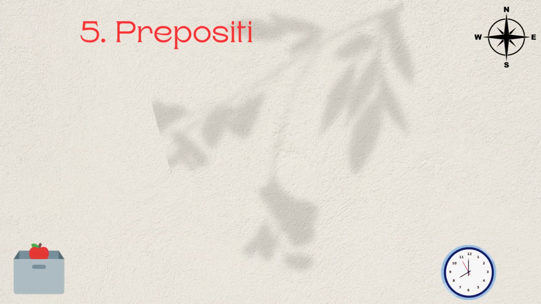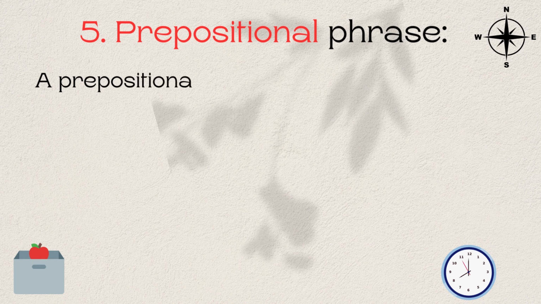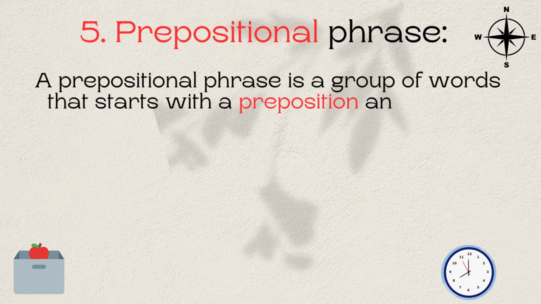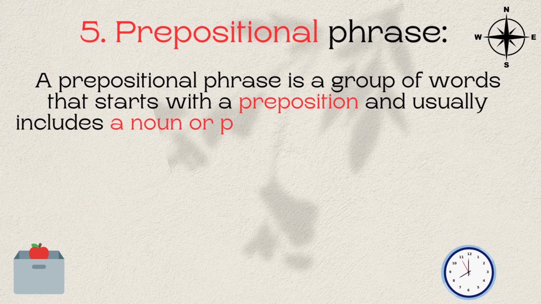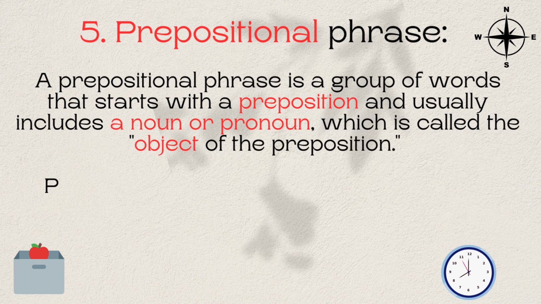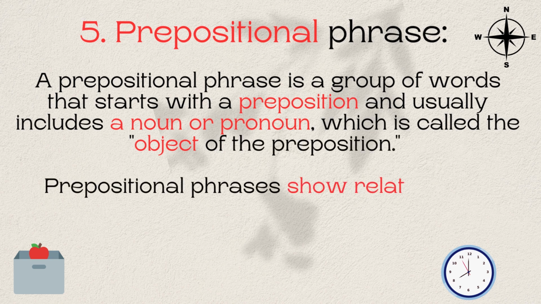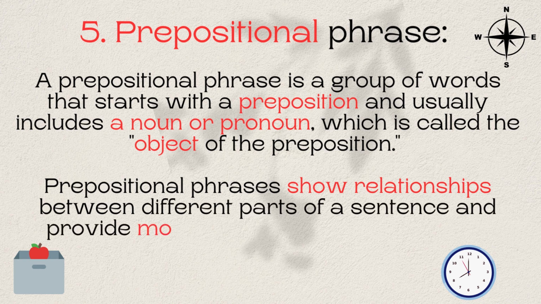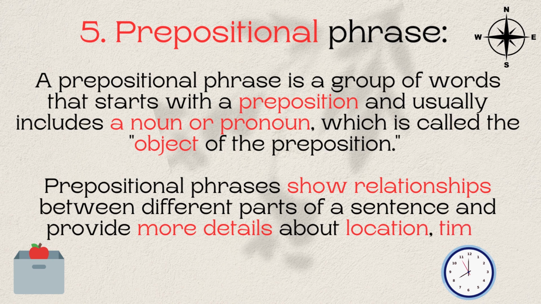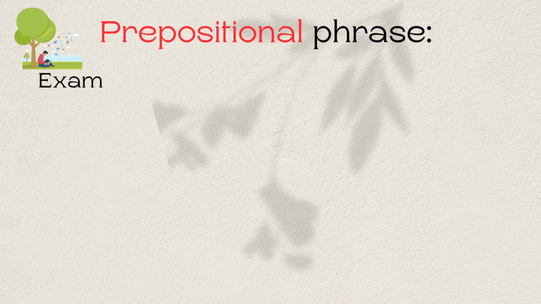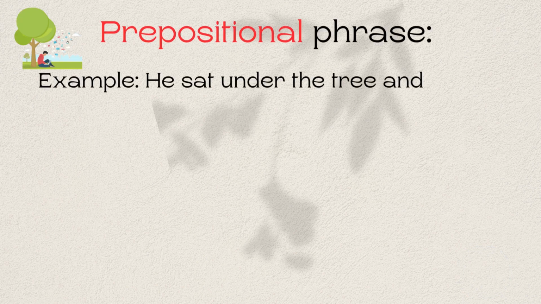The fifth one is prepositional phrase. A prepositional phrase is a group of words that starts with a preposition and usually includes a noun or pronoun, which is called the object of the preposition. Prepositional phrases show relationships between different parts of a sentence and provide more details about location, time, direction, or other aspects. For example, he sat under the tree and read a book.